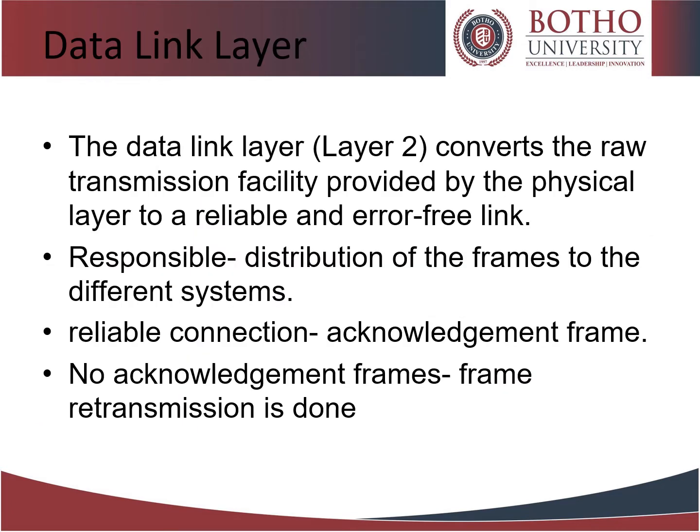In the data link layer, the stream of bits is split into data frames having sizes from a few hundred to a few thousand bytes. The data link layer ensures flow control of transmission so that a fast sender does not drown a slow receiver. In case of reliable connection, this layer ensures that the receiver sends an acknowledgement frame. In absence of acknowledgement frames, frame retransmission is done. It also has mechanisms to identify duplicate frames.